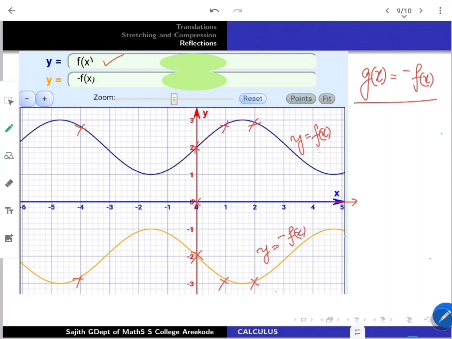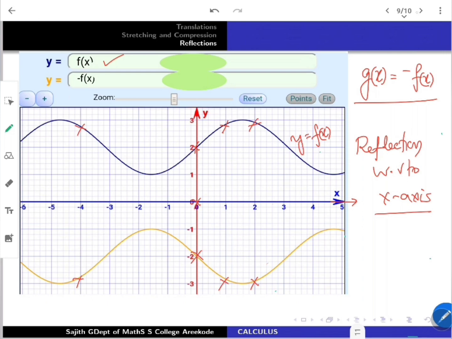So whenever you think of the x-axis as a mirror, y equals f of x gets reflected on this x-axis and you get the graph below here like that. So the effect of g of x equals minus f of x is that it gives us a reflection with respect to the x-axis. Just reflect it with respect to the x-axis, and you will get that.